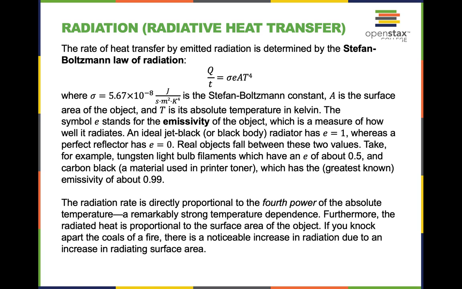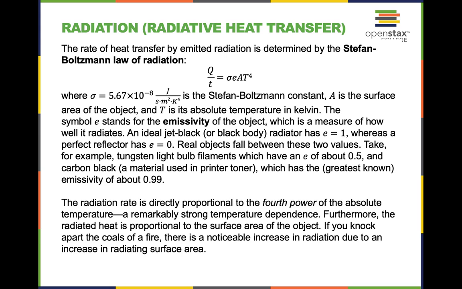An ideal jet black or black body radiator has e equals 1, whereas a perfect reflector has e equals 0. Real objects fall between these two values. Take, for example, tungsten light bulb filaments, which have an e of about 0.5, and carbon black, a material used in printer toner, which has the greatest known emissivity of 0.99.